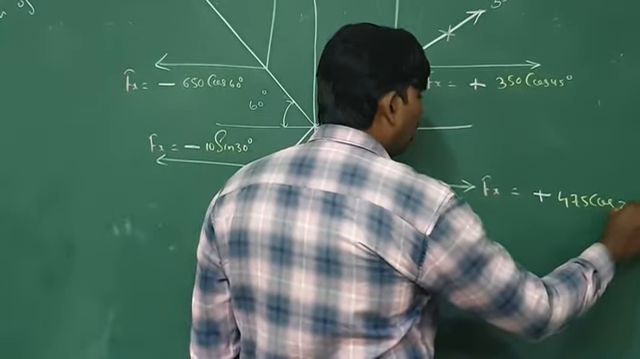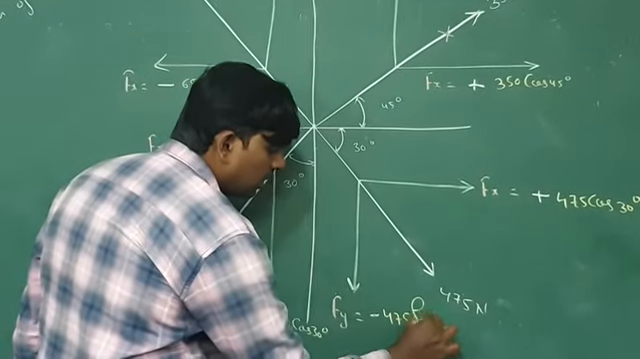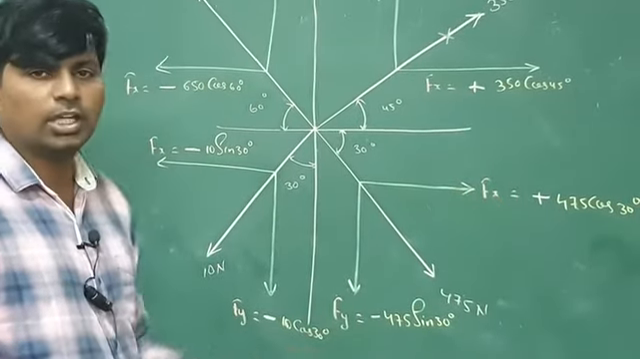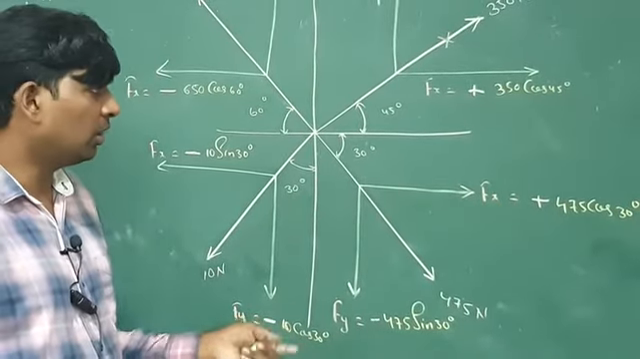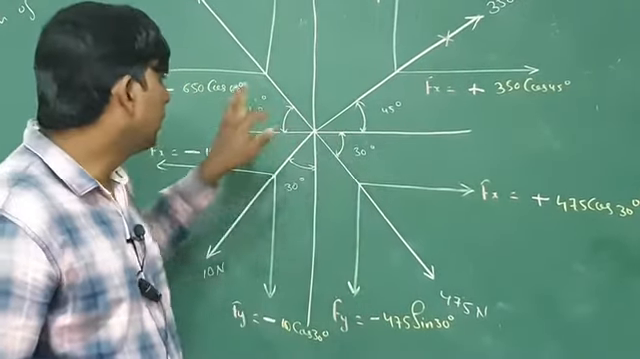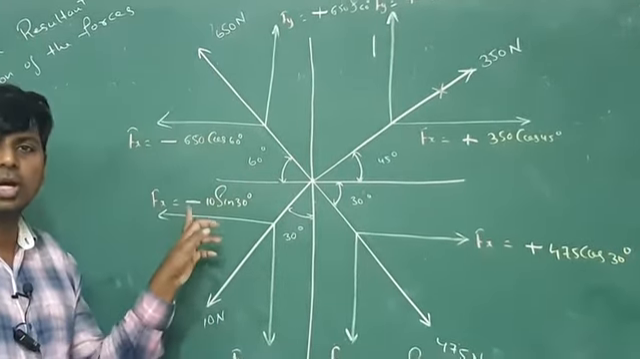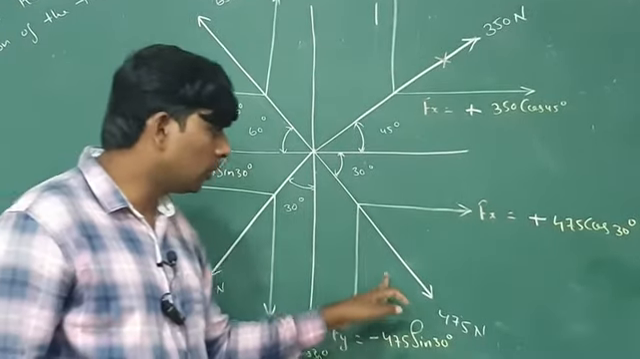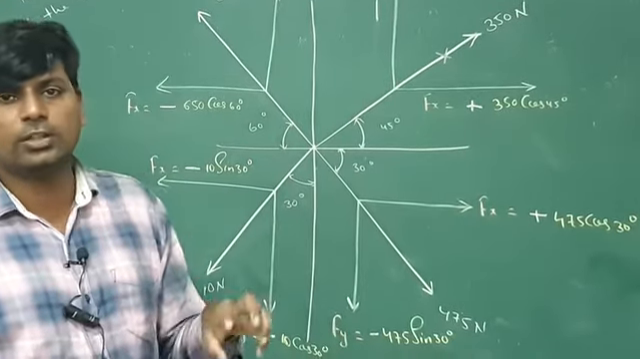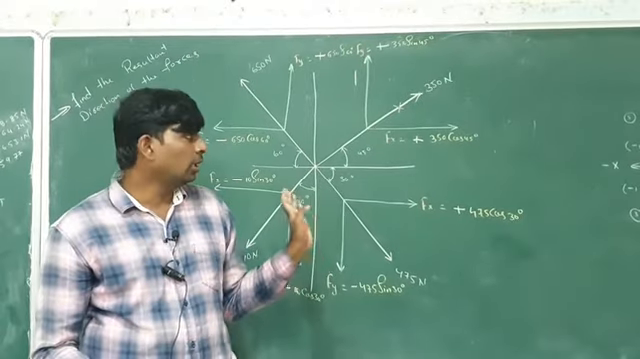475 cos 30 degree. Here you have to take 475 sin 30 degree. 475 cos 30 degree. 475 sin 30 degree. You have to remember this one. See, first force you resolve into horizontal and vertical. Second force you resolve into horizontal and vertical. Third force you resolve into horizontal and vertical. Fourth you resolve into horizontal and vertical with respect to their coordinate signs also. You have to remember quadrant and quadrant sign also.